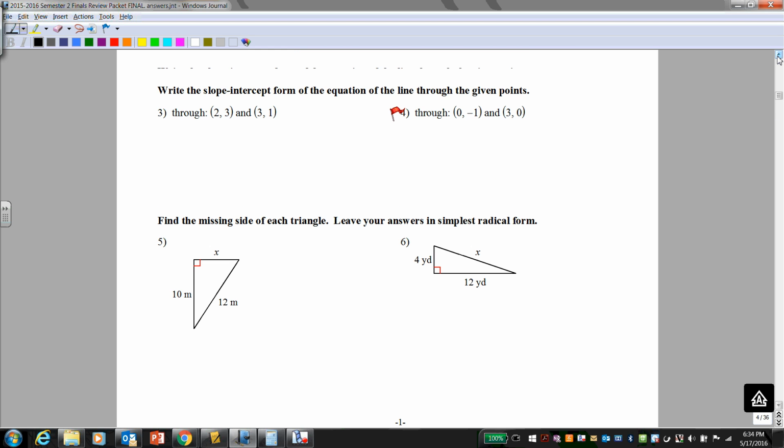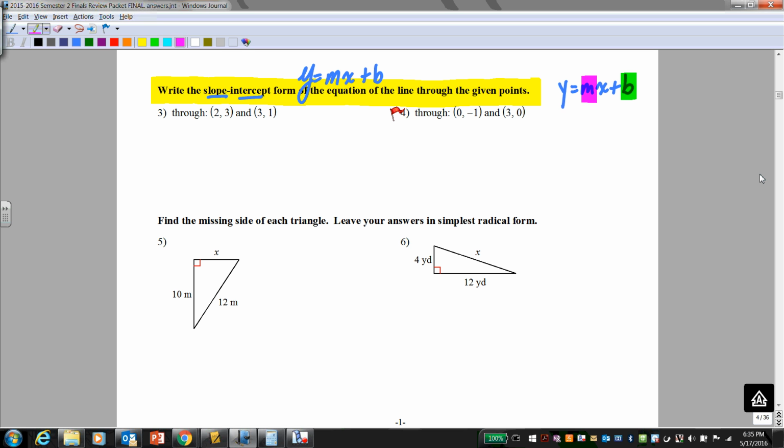So taking a look here, it says that we're going to write the slope-intercept form of the equation of the line through given points. So let's first define our terms. The slope-intercept equation of a line is y equals mx plus b. I'll write that in the margin. Y equals mx plus b. There's only two items you need for this. You need the y-intercept, and you need the slope.